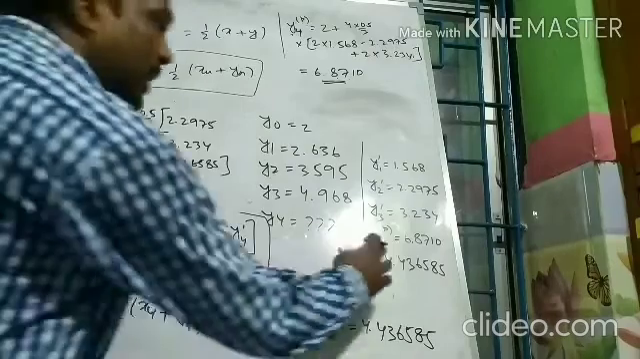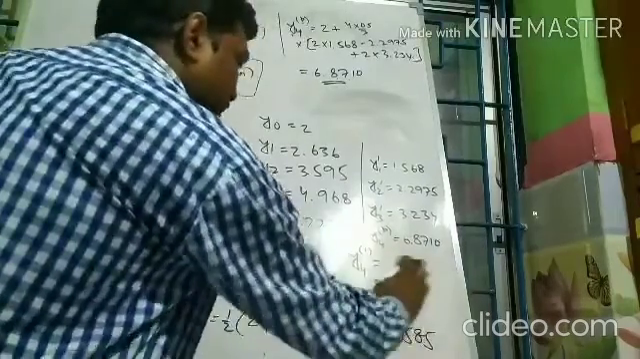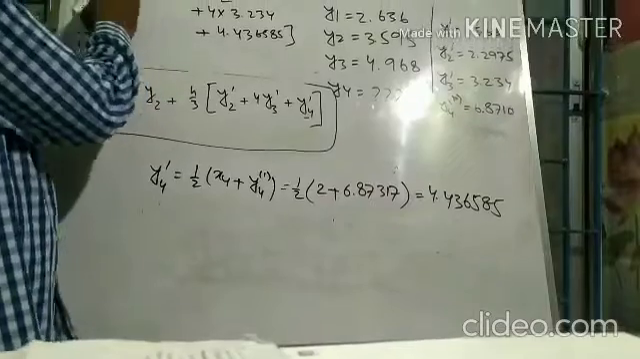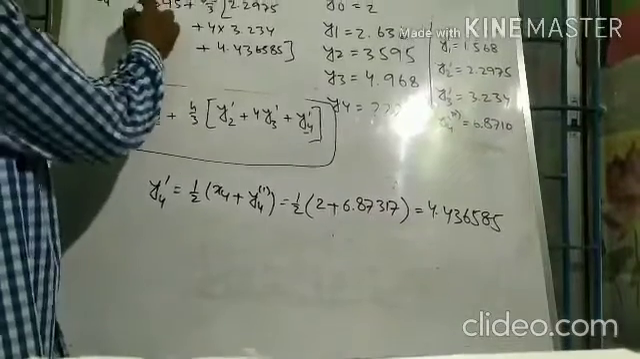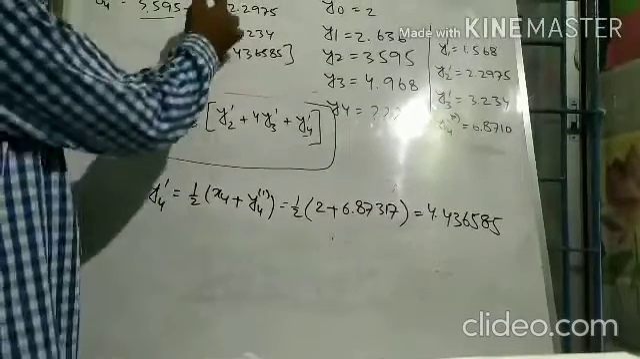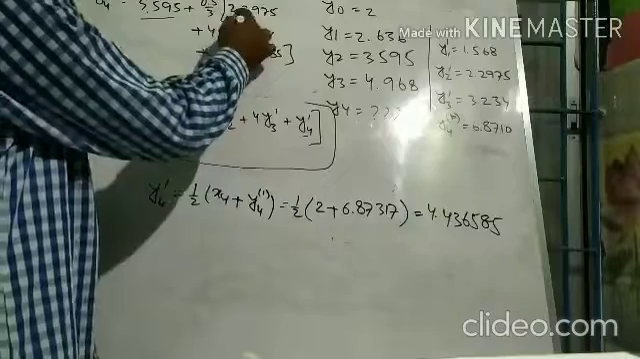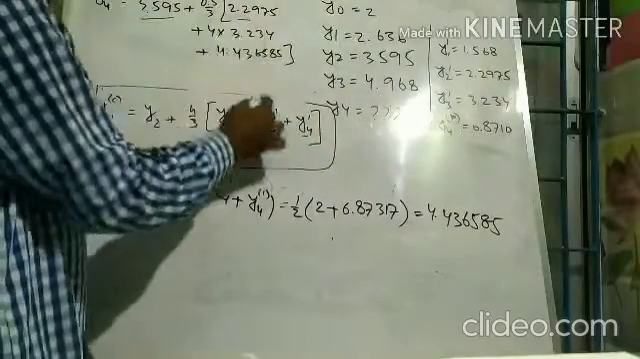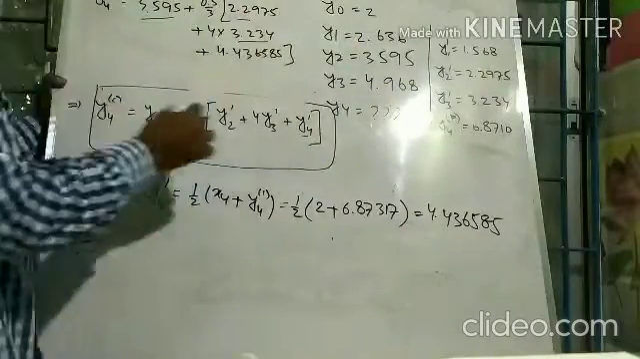So the first iterative value of y4 is... The second iterative value of y4 is y2 plus h by 3 times y2 prime, 2.2975, plus 4 into y3 prime plus y4 prime.